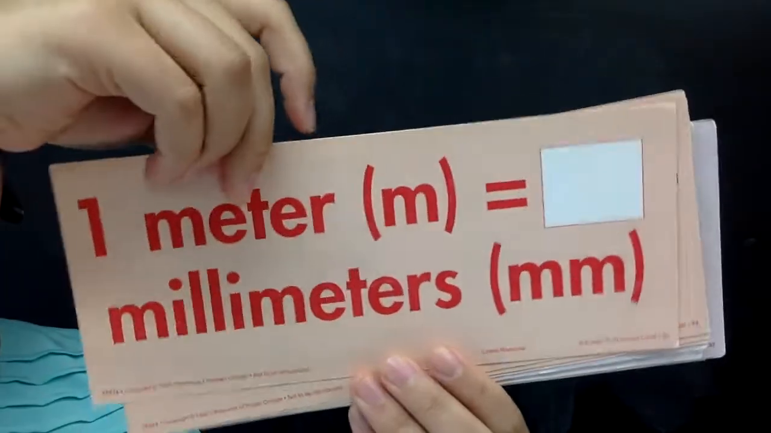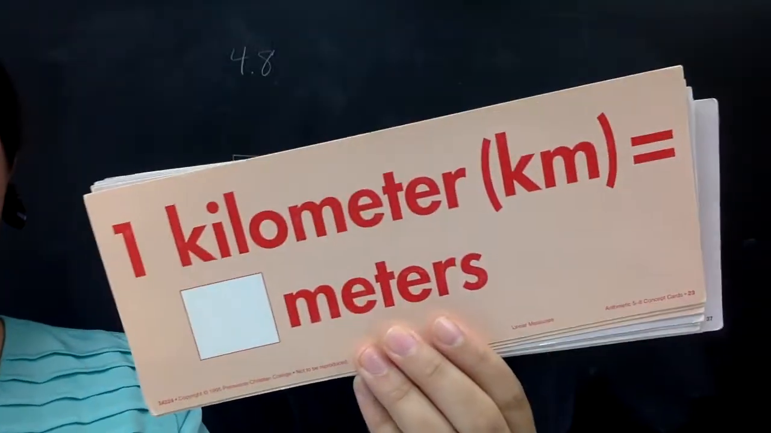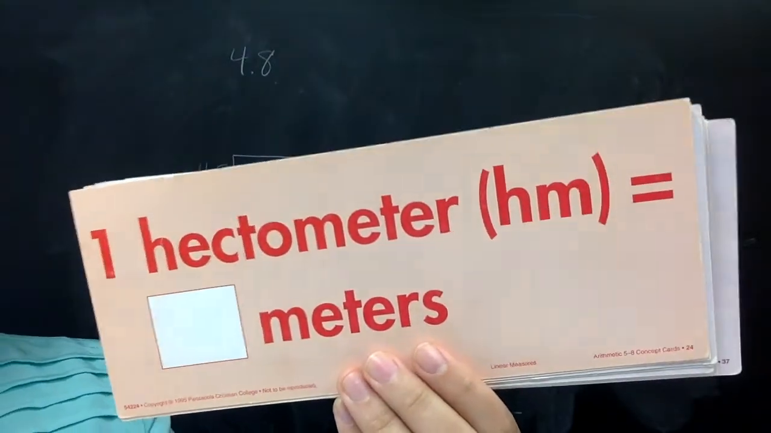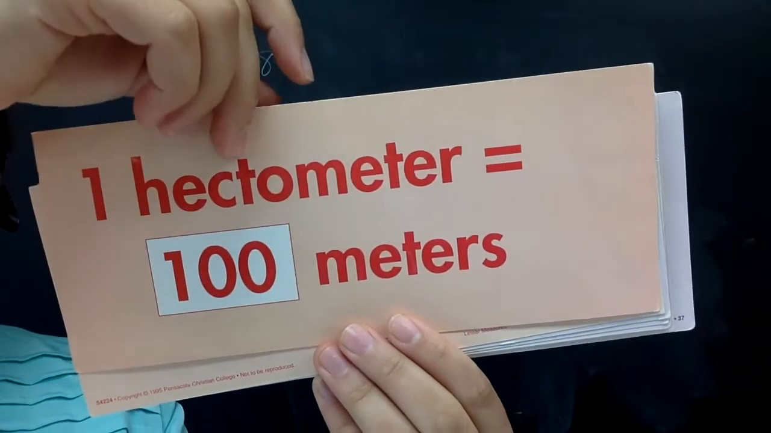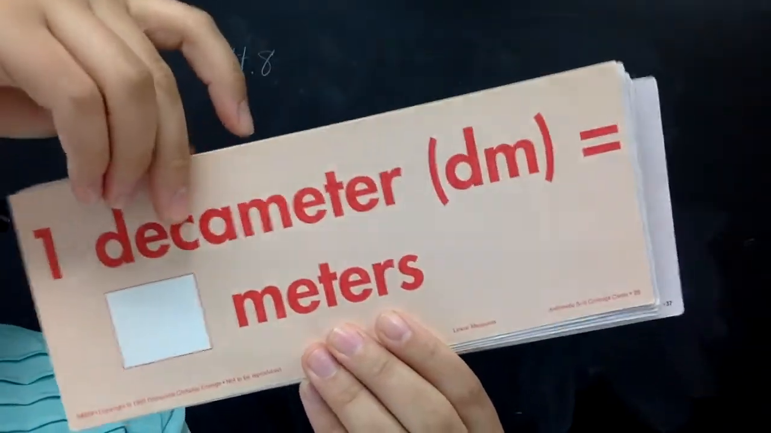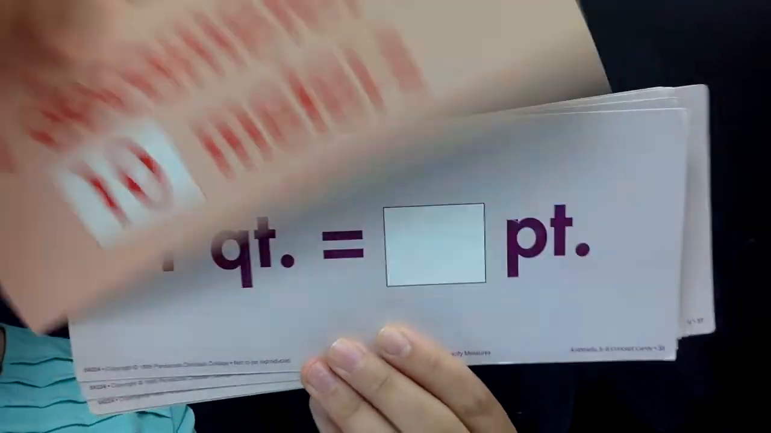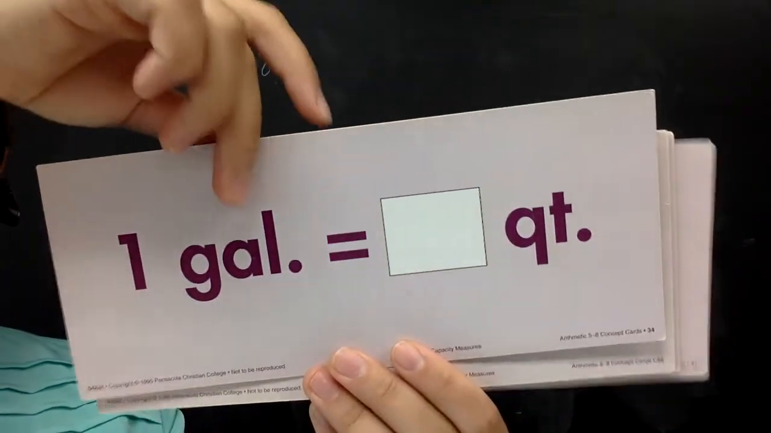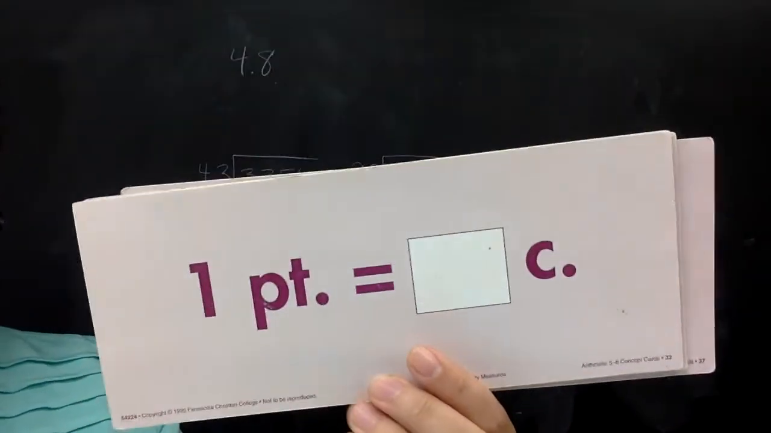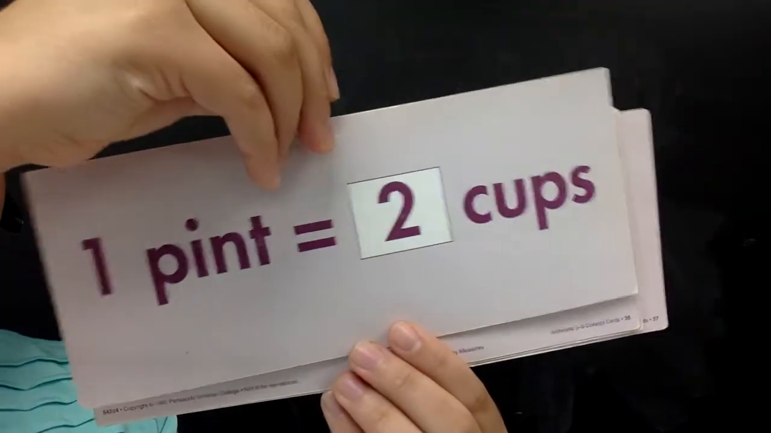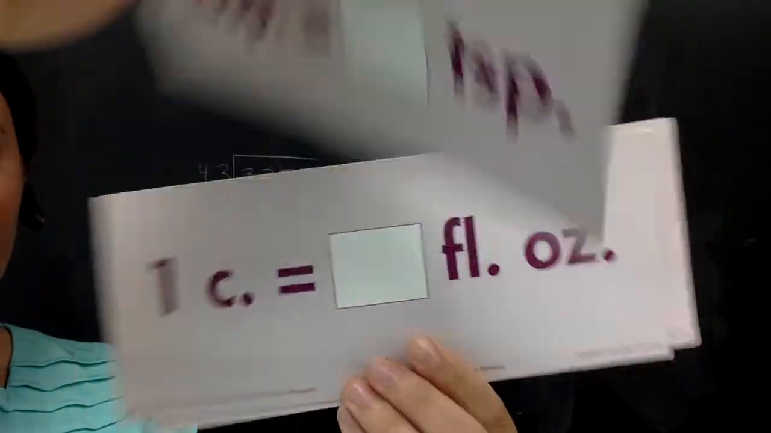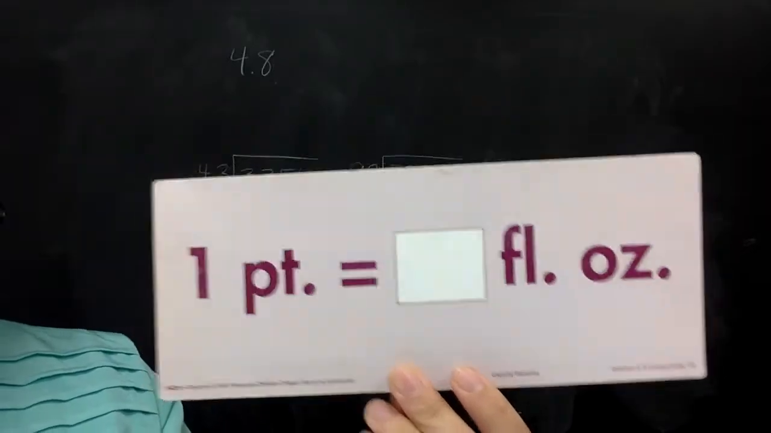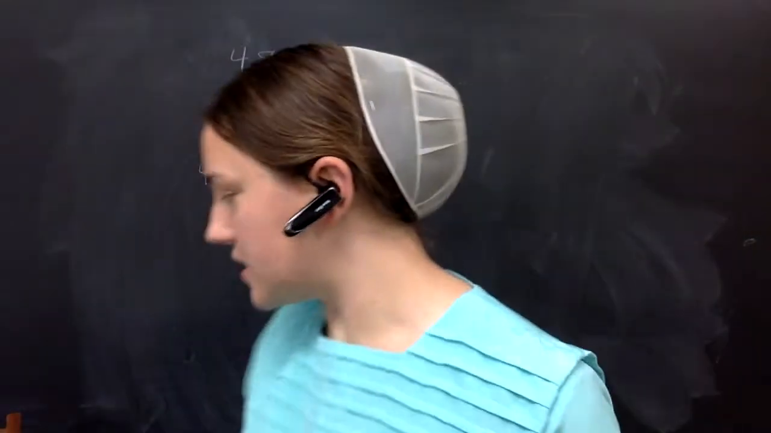1 meter equals 1,000 millimeters. 1 kilometer equals 1,000 meters. 1 hectometer equals 100 meters. 1 decameter equals 10 meters. 1 quart equals 2 pints. 1 gallon equals 4 quarts. 1 pint equals 2 cups. 1 tablespoon equals 3 teaspoons. 1 cup equals 8 fluid ounces, and 1 pint equals 16 fluid ounces.